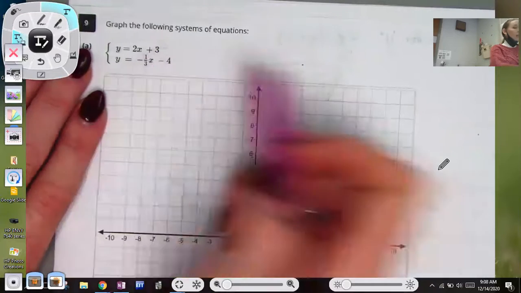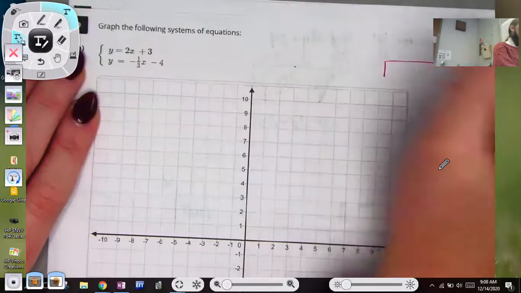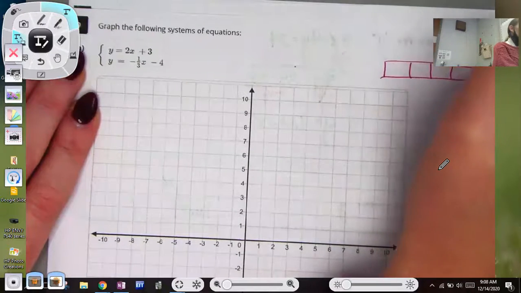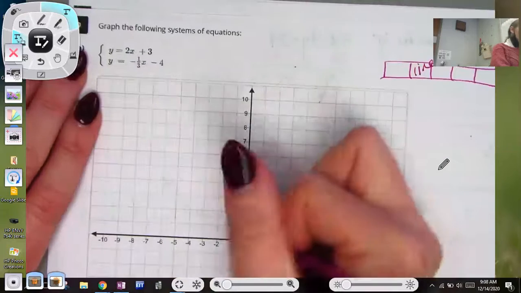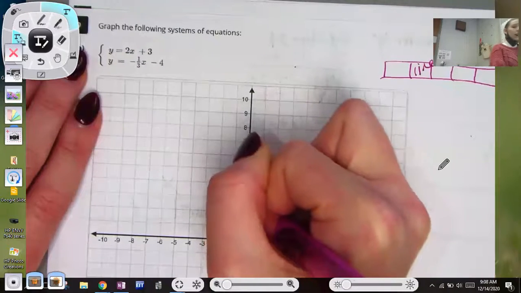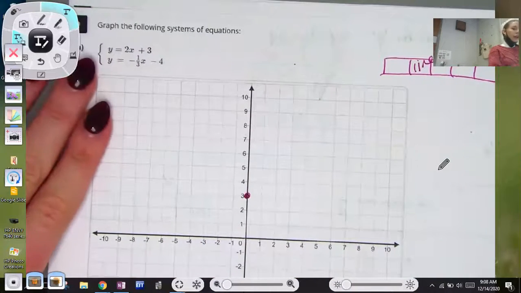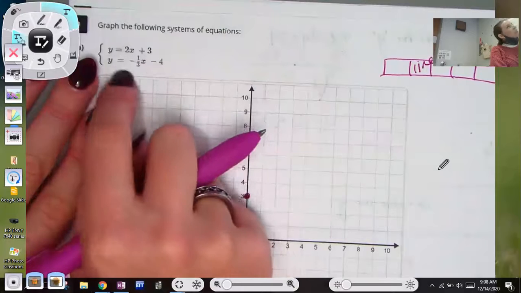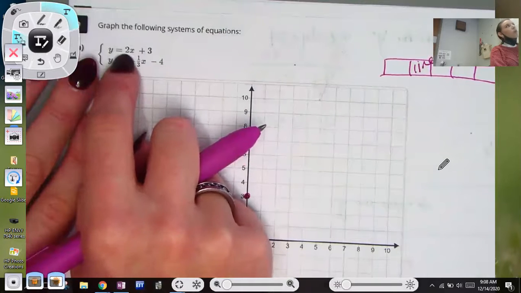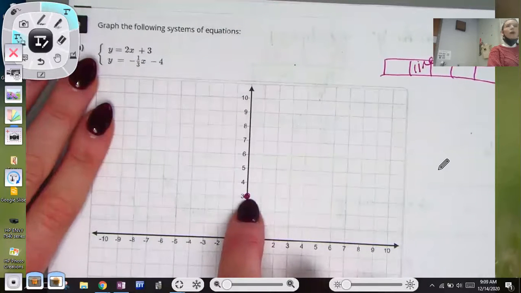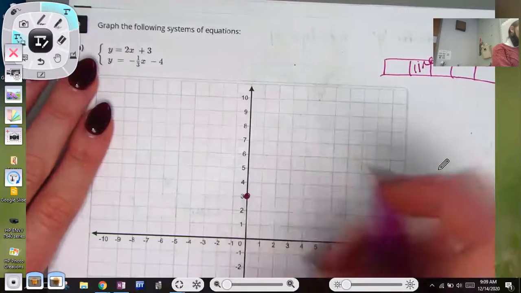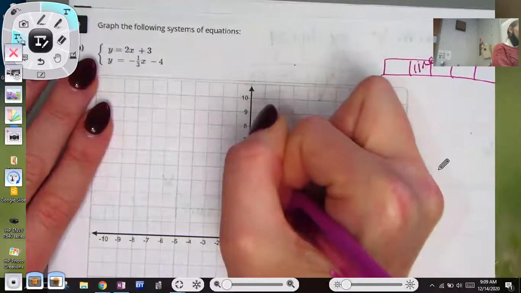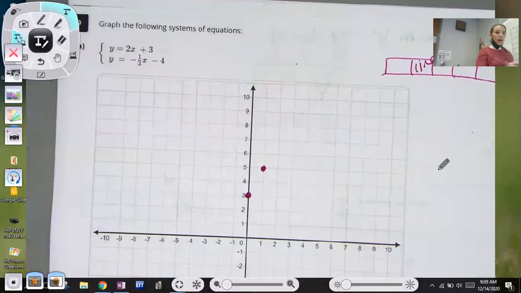+3. So once again, I'm going to go over to that little toolbar. I'm going to click on where it says line. And then I'm going to click that +3 and it should graph a little dot. Okay. What is my slope? 2/1. So I'm going to start here and I'm going to go up or down? Up to the right 1. And then it should create a line for me.